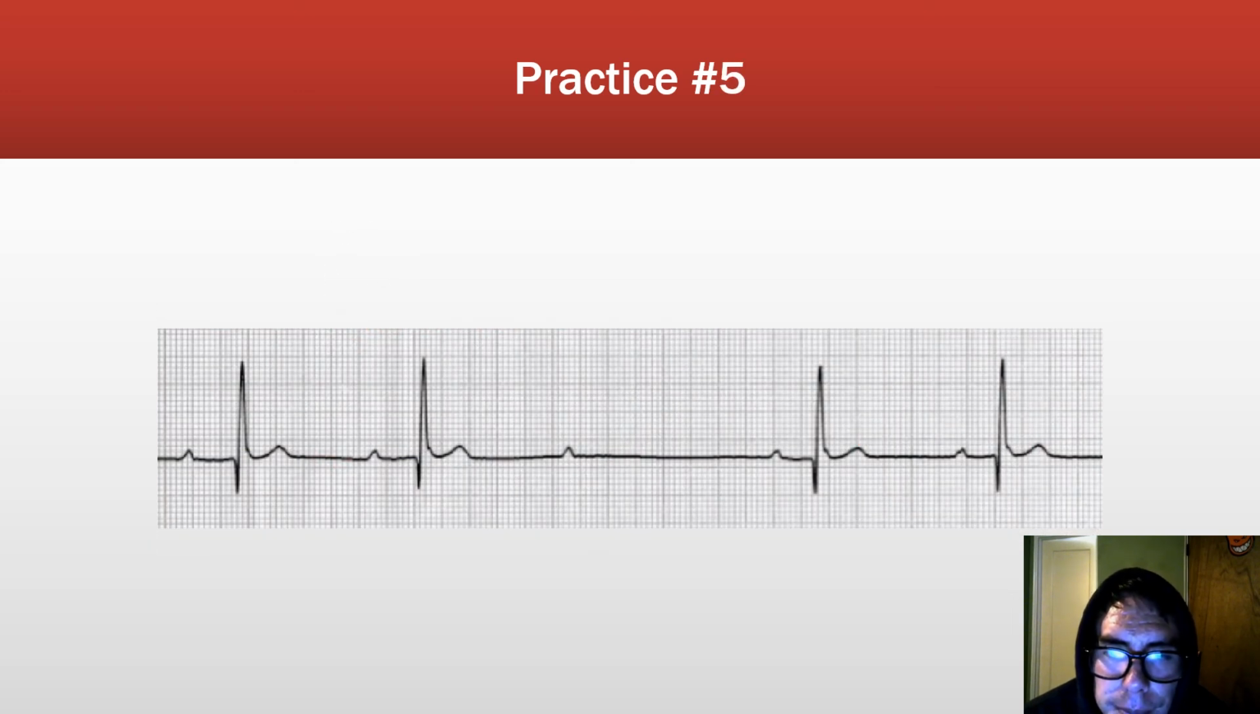So this one, our interval, we have this big gap right here, making the beat irregular.